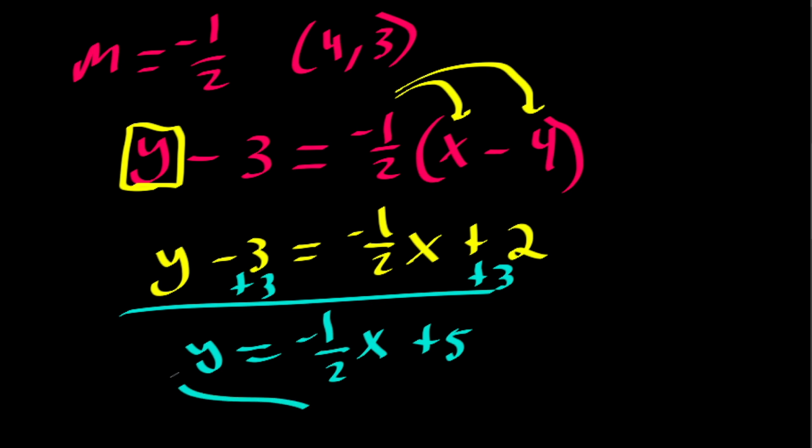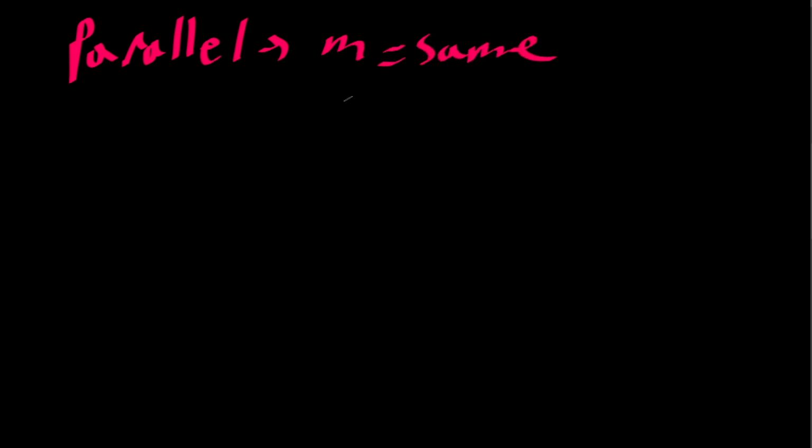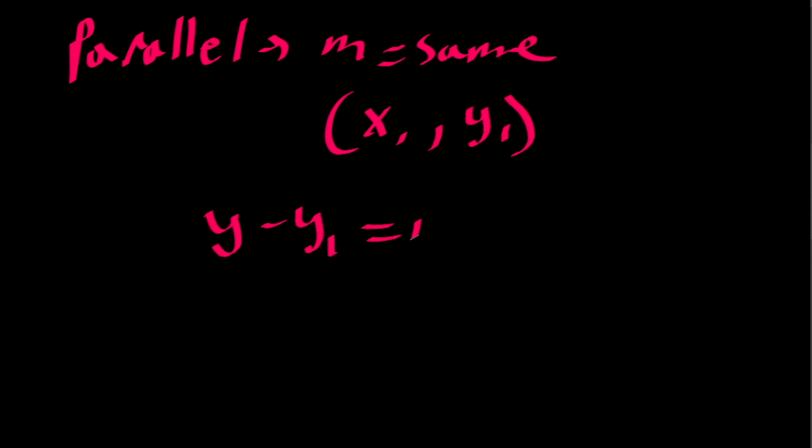All right, so let's wrap this all up. When you have a parallel line, okay, so if you want a line that is parallel, that means the slopes are going to be the same. So if you know the slope, it's going to be the same. And then you take your point, x1, y1, and you do the point slope formula.